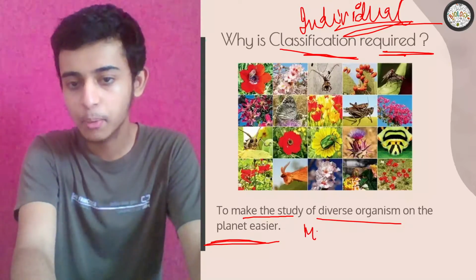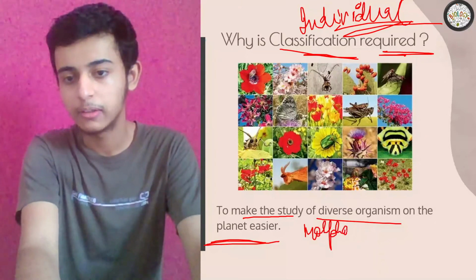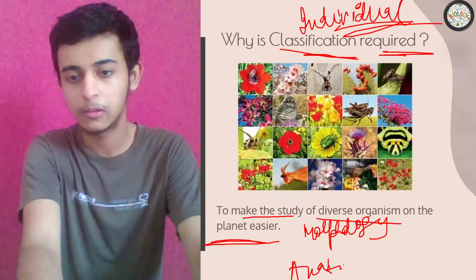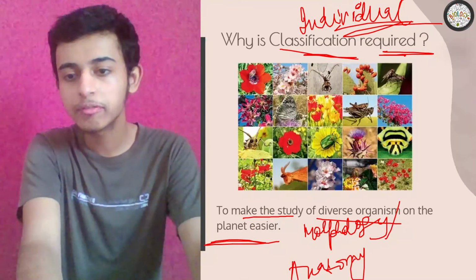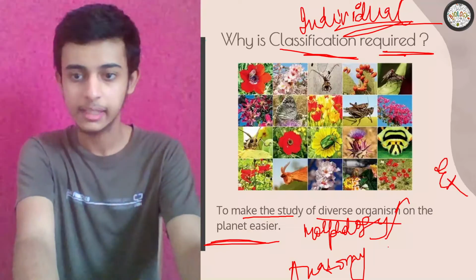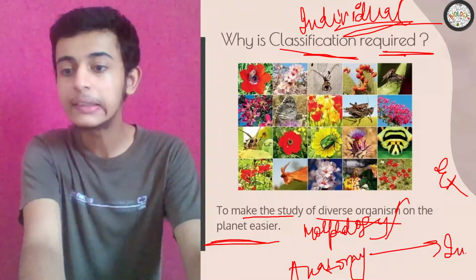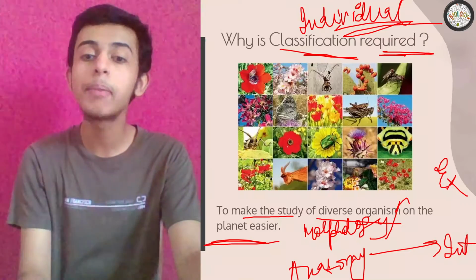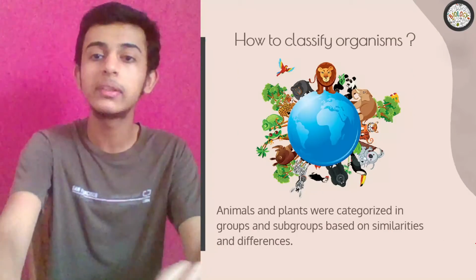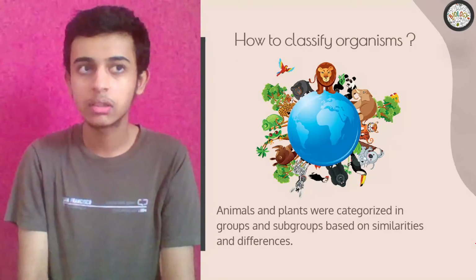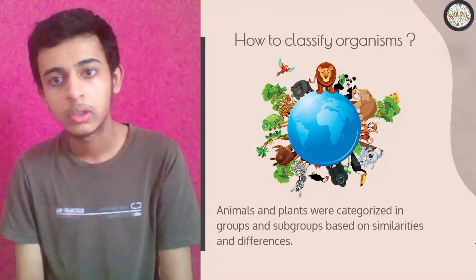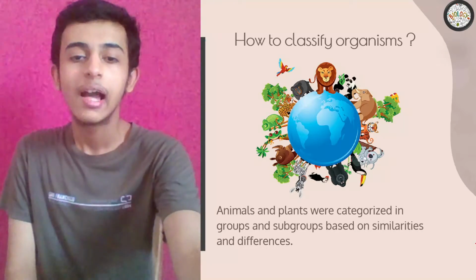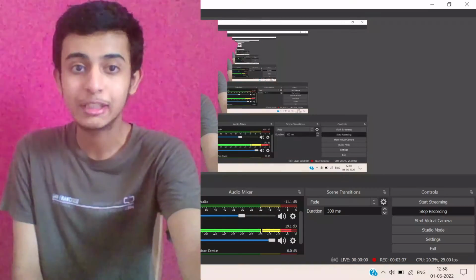Two terms are there, morphology and anatomy. Morphology refers to the external features. Anatomy refers to the internal features. So we need to classify them in order to study about them, in order to research about them. But you'll ask, how to classify them? There are so many different types of species. Then how can we classify them?